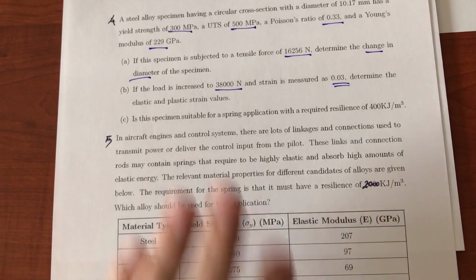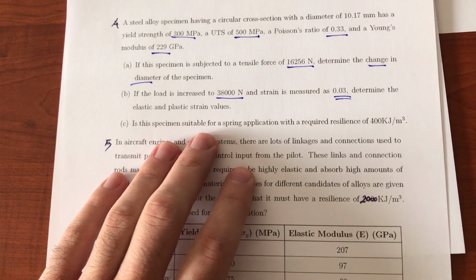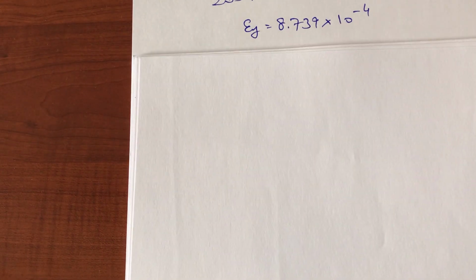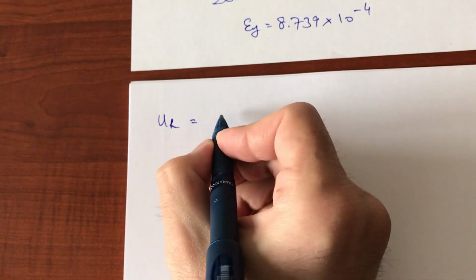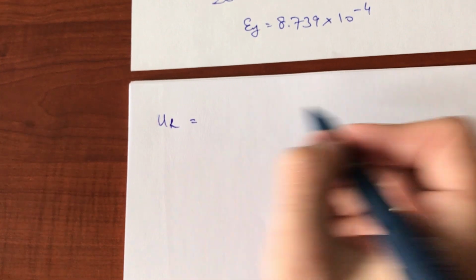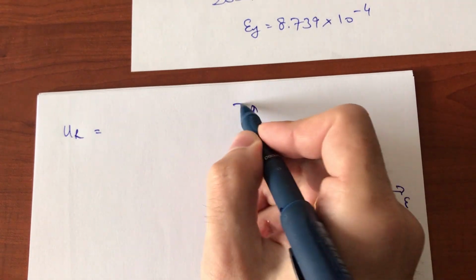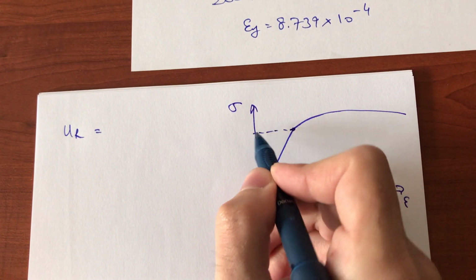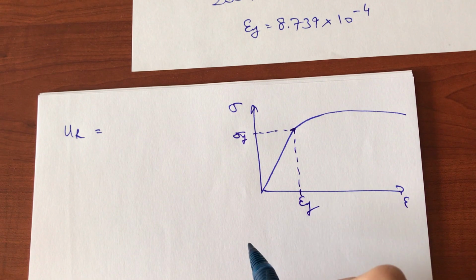In the last part of the question, it is asked, is this material suitable for a spring application with a required resilience of 400 kilojoules per meter cube? So first, let's talk about what resilience is. Resilience is the elastic energy absorbed, which means the energy absorbed by the material until the yield strength is seen. Let's say this is the strain at yielding.